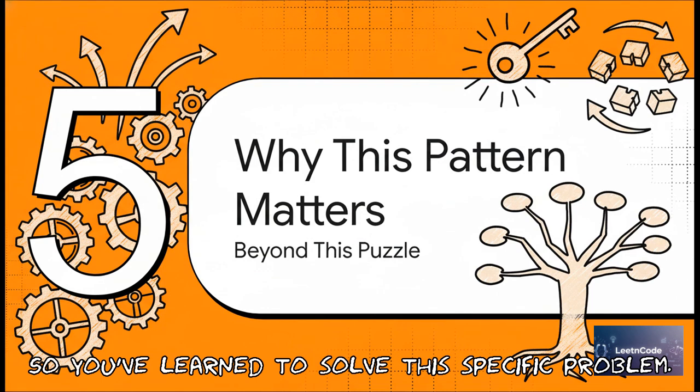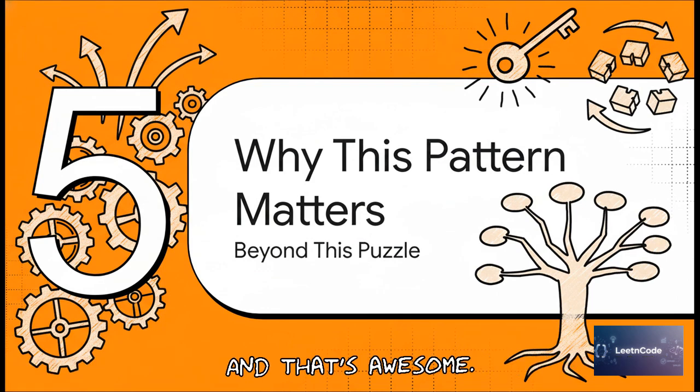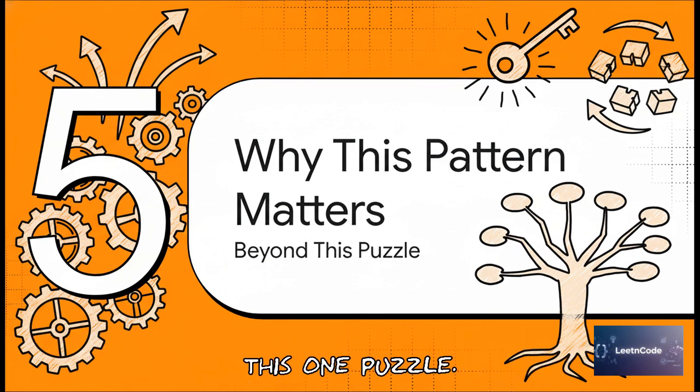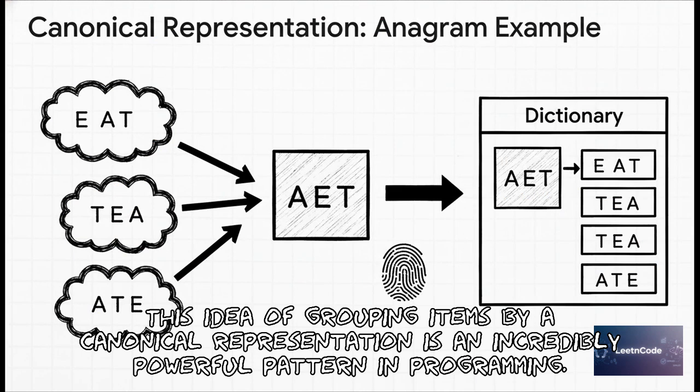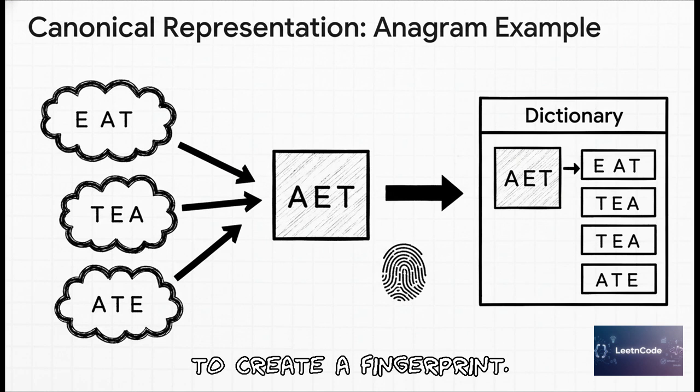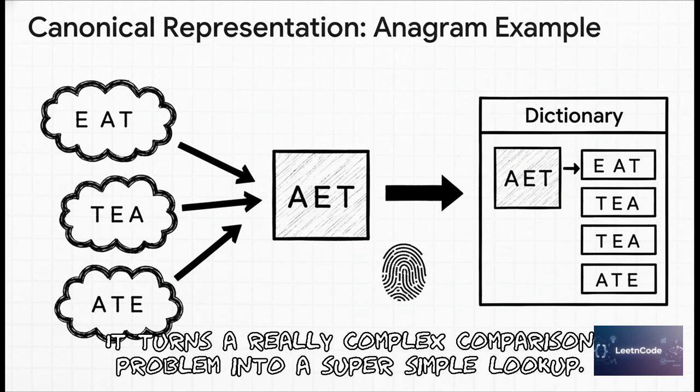So, you've learned to solve this specific problem. And that's awesome. But the underlying technique here, the pattern we used, is so much more valuable than just this one puzzle. This idea of grouping items by a canonical representation is an incredibly powerful pattern in programming. You can use the exact same logic to group anagrams, for instance, just by sorting their letters to create a fingerprint. It turns a really complex comparison problem into a super simple lookup.